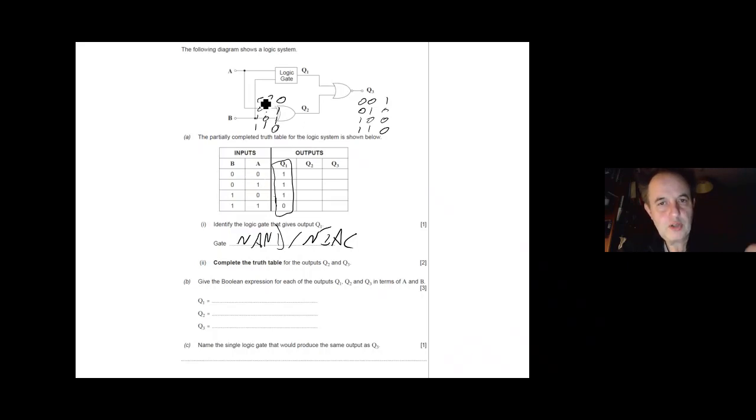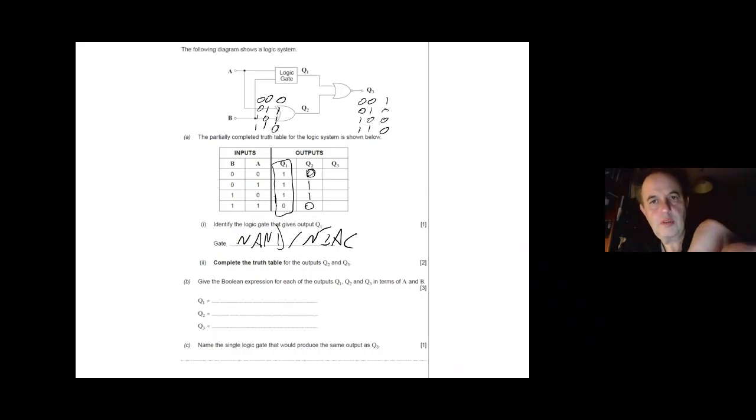And so I can check with my truth table. So a zero and a zero will give a zero. A zero and a one will give me a one. A one and a zero will give me a one. So I'm checking it with my truth table. Okay, and the one and one will give me a zero.